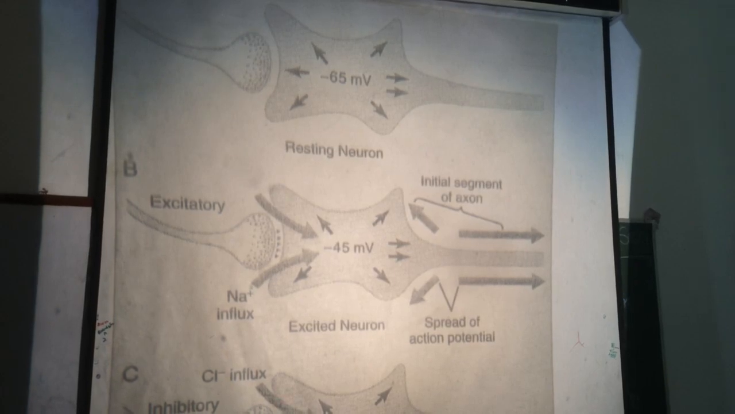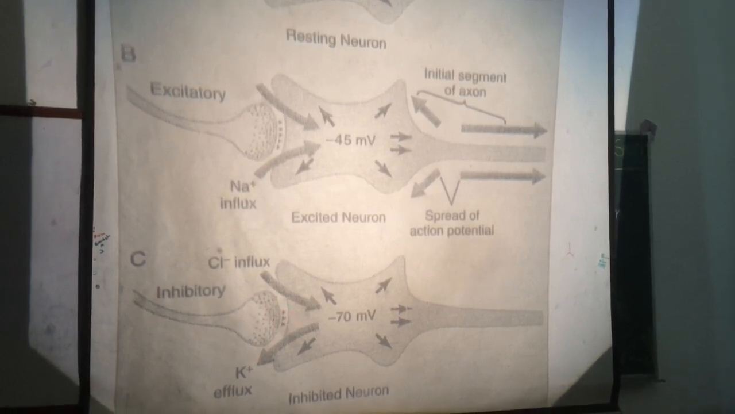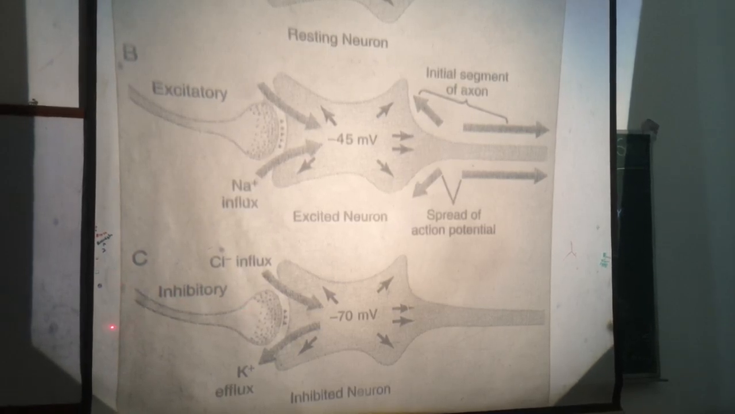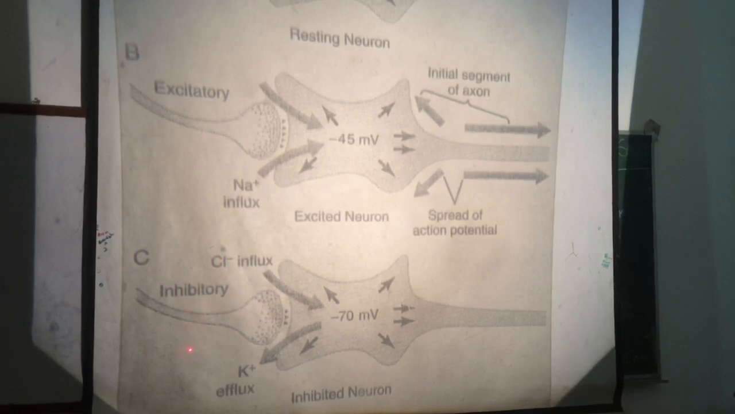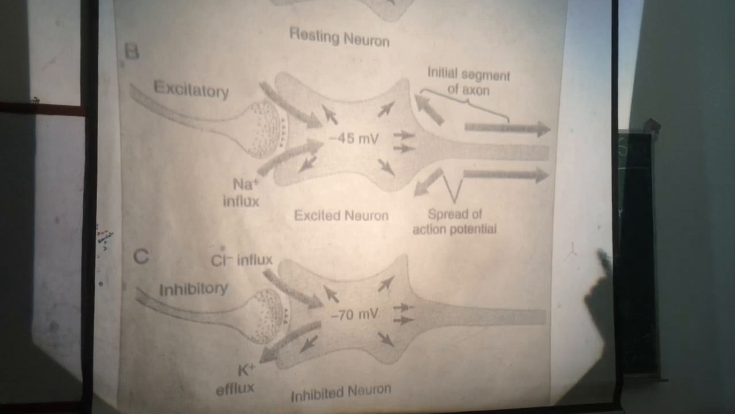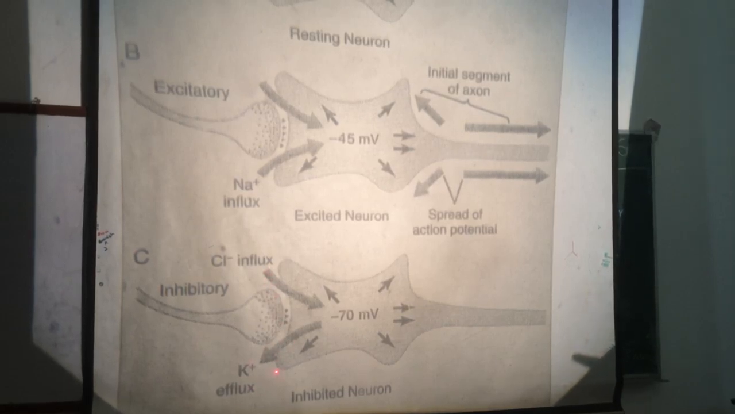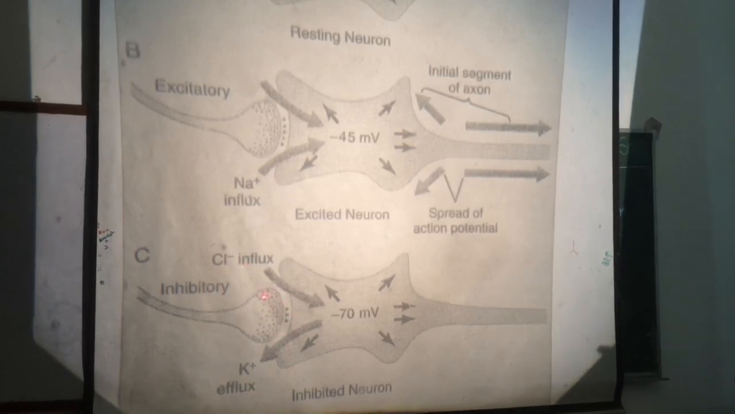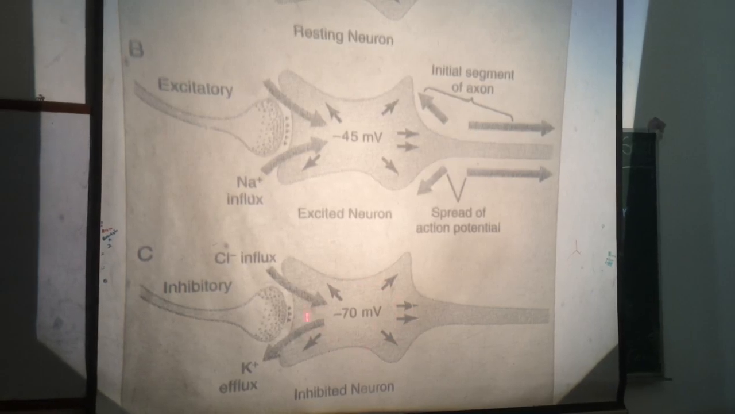Now, in some cases, there is inhibition of the postsynaptic neuron. Action potential reaches the synaptic knob, and there is release of inhibitory type of neurotransmitter. It binds with the ionotropic type of receptors, and there is opening of potassium channels and chloride channels. There is potassium efflux and chloride influx, and this results in more negative membrane potential in the postsynaptic neuron.